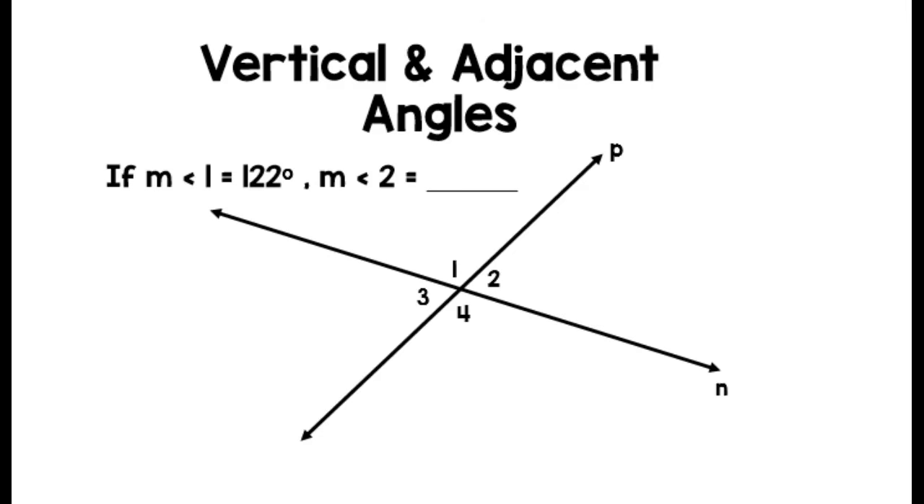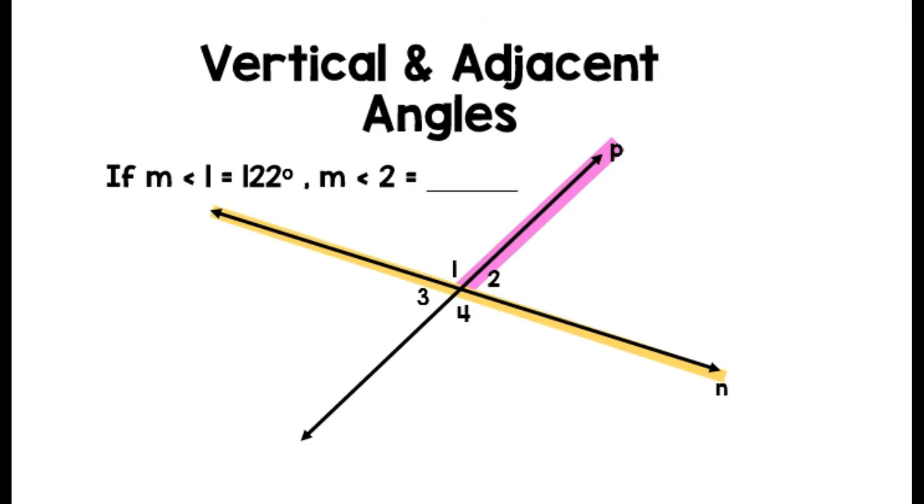So adjacent angles are next to each other. Right here, we're going to look at line N for a second, and we're going to see that line N carries across the bottom of angle 1 and angle 2. And if you look at this pink section of line P right here, they are sharing this ray.